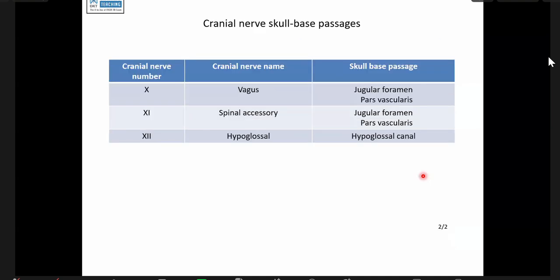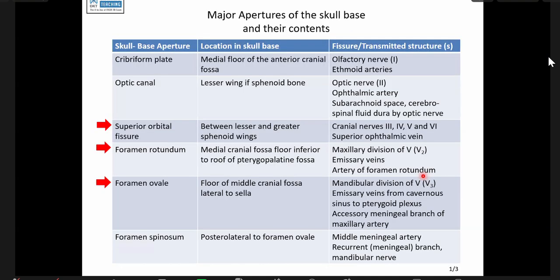There is another way to learn the same thing, and that is bony anatomy and what passes through it. So this is the other way to learn the same thing. Now, just these red ones, I want to read with you. Superior orbital fissure: cranial nerves 3, 4, 5. 5 means V1 and V2, and then 6 passes through it. Foramen rotundum: V2. Foramen ovale: V3, mandibular. Spinosum, of course, is the middle meningeal artery.